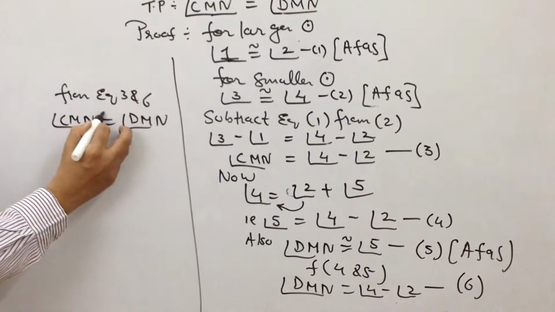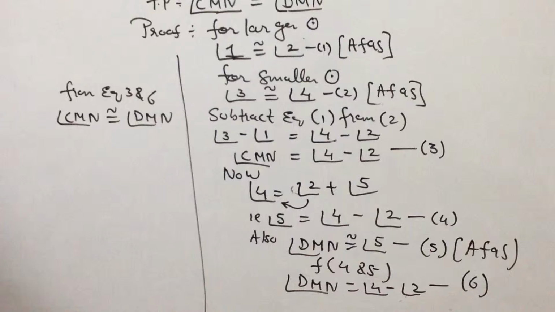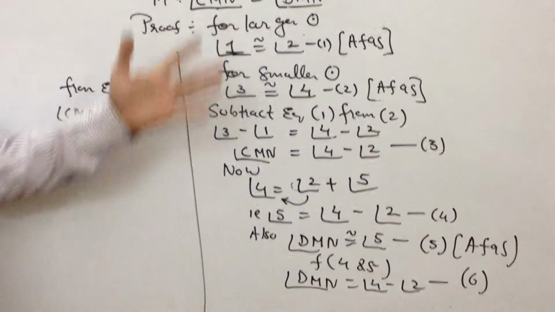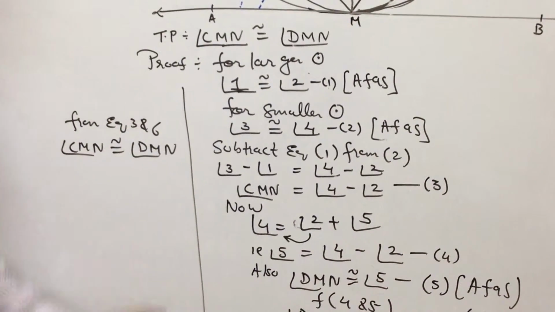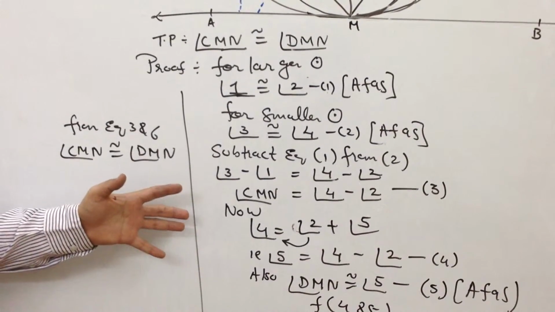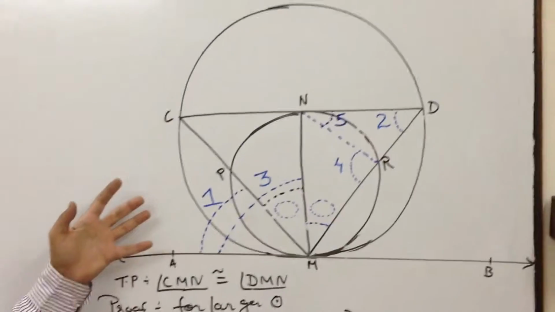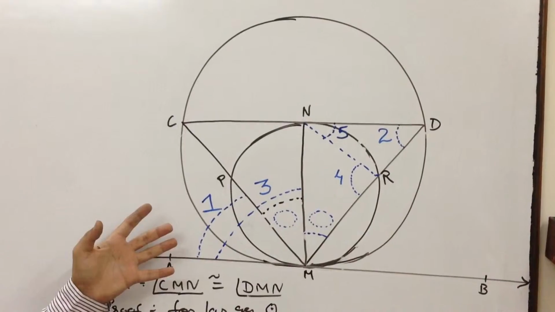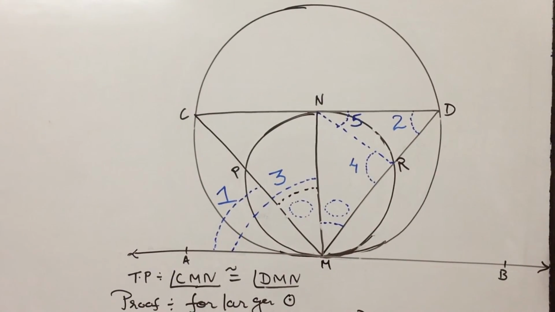Or rather, if the question says congruent, then they are congruent. This is how we have proved CMN congruent to DMN. And this is how one can see the alternate segment theorem works out. This is a prima facie case where it works out extensively. Hope you have understood. Thank you.